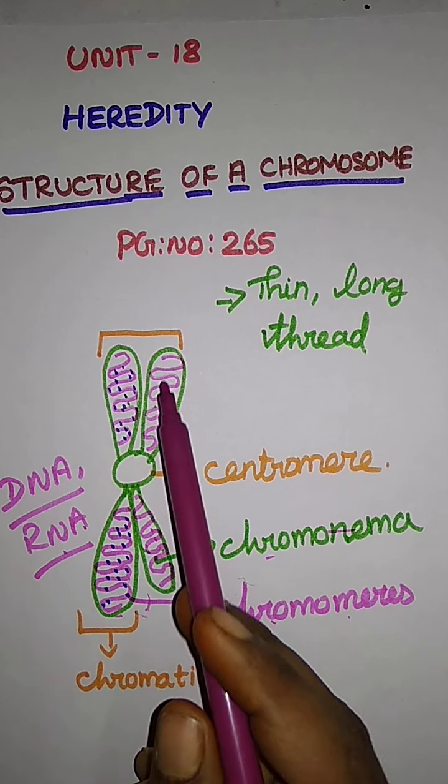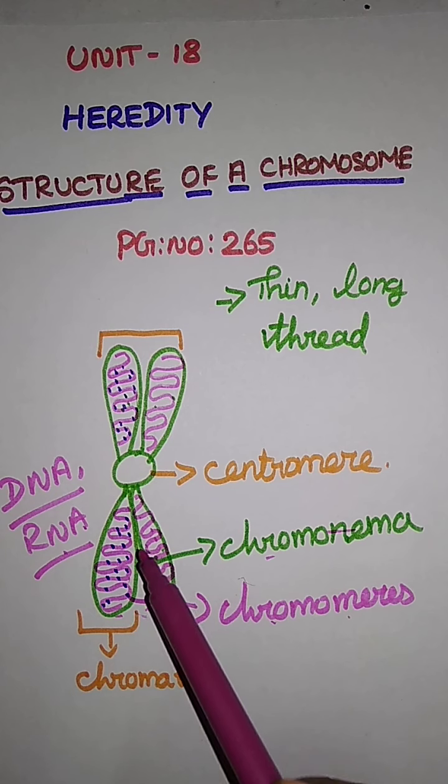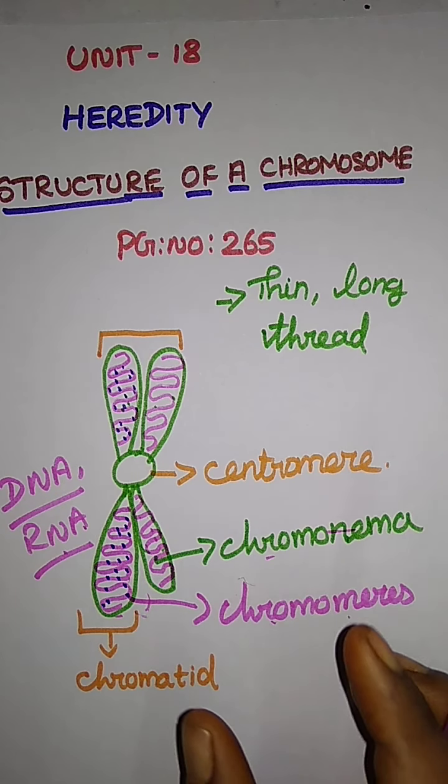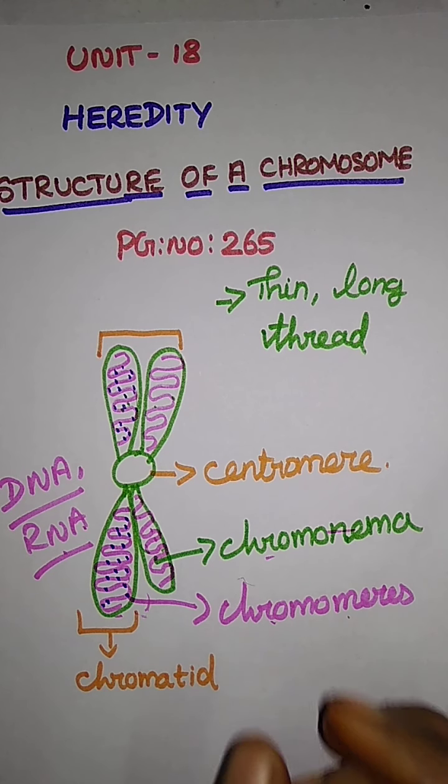What do the protein molecules do? They just provide structural support to the chromosome. Okay, so that's it for a first overview about the structure of a chromosome.